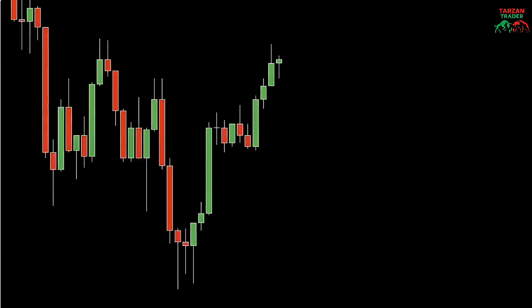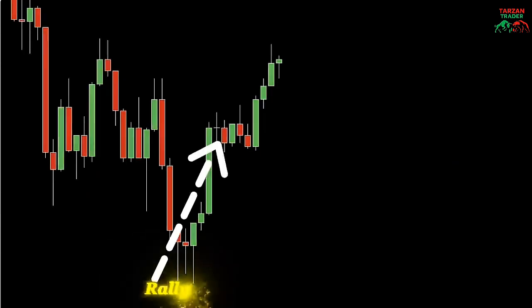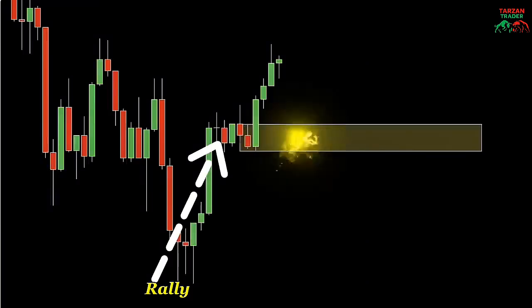Looking at this real chart, we can see the rally-based rally pattern play out perfectly. First, there's a strong rally. Smart money and institutions are driving the price upward. This is a clear sign that they're stepping in and taking control of the market. But here's where psychology gets interesting. The market pauses, forming a base.